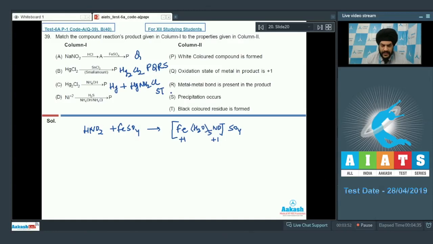And if you look at the D option now, we have the precipitation of NiS. So NiS is also a black colored precipitate. So the correct matching will be S and T again. So this is the correct matching for this question, students. Option A will be matched with Q. Option B will be matched with PQRS. Option C and option D will be matched with ST and ST. Let us look at the next question now.